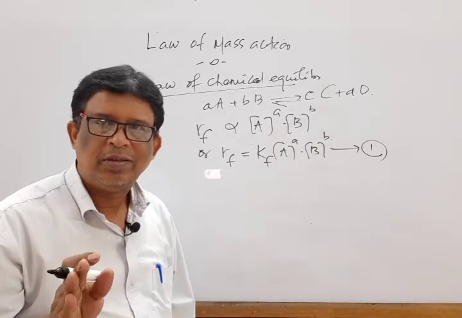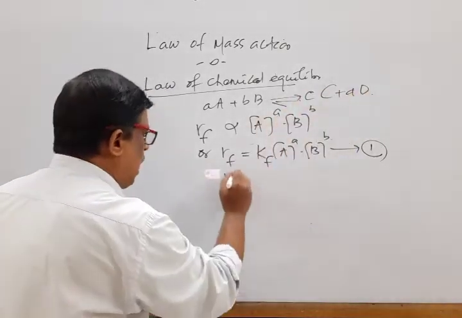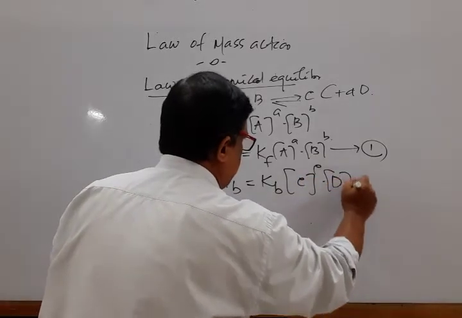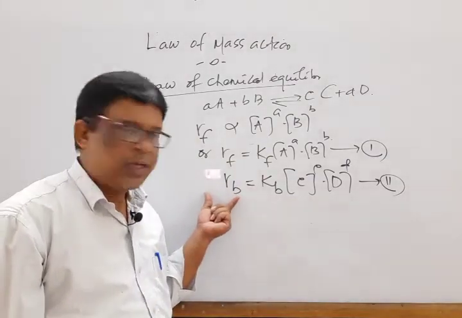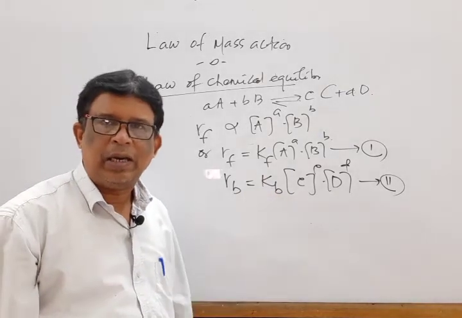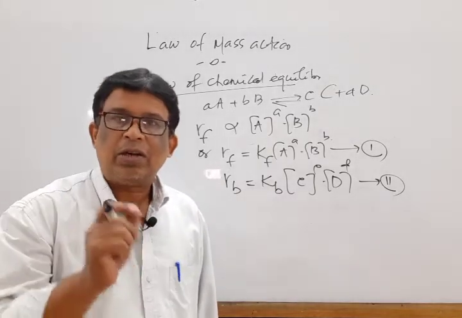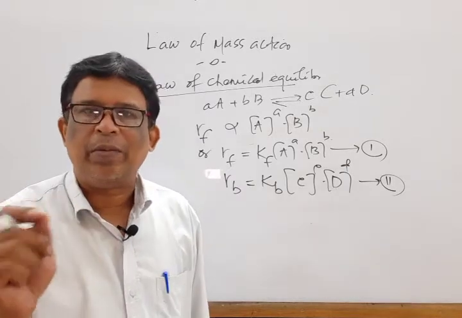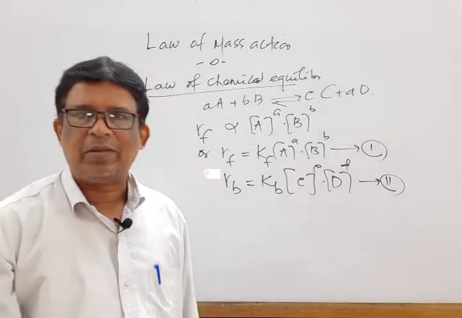Okay, any doubt? Good, no doubt. Similarly, observing the backward reaction, RB is equal to Kb into [C] to the power c into [D] to the power d, where RB stands for rate of backward reaction and Kb is a proportionality constant known as the rate constant in the backward direction. And we already covered that at the state of equilibrium, RF is equal to RB. That means the rate of forward reaction is equal to the rate of backward reaction.